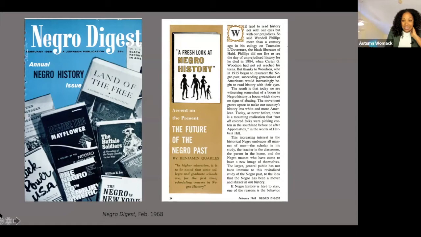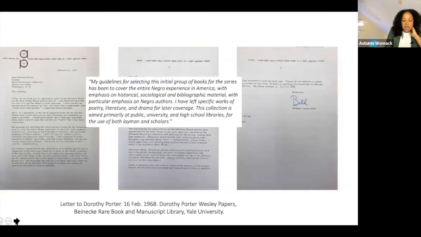So from February 1968 to early spring of that year, Katz and the editorial board worked diligently to establish the contours of Series 1. In a preliminary letter to the board, he shared the broad outlines of the editorial vision. "My guidelines for selecting this initial group of books for the series has been to cover the entire Negro experience in America, with emphasis on historical, sociological, and bibliographic material, with particular emphasis on Negro authors. I've left specific works of poetry, literature, and drama for later coverage. This collection is aimed primarily at public university and high school libraries for the use of both laymen and scholars."